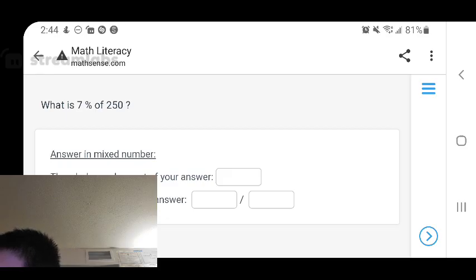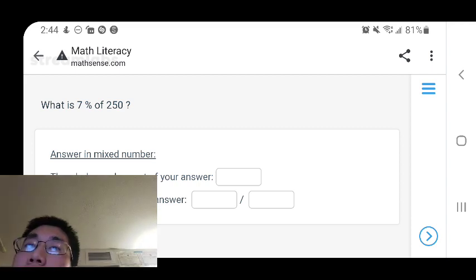7% is just 2.5 times 7. I don't want to do it in my head. I just want to write it down. 2.5 times 7. 7 times 5 is 35. You carry the 3 to 14. That's 17.5. So you want it as a mixed number. Oh, okay, never mind. So that's 17 and a half. Okay. Yep.